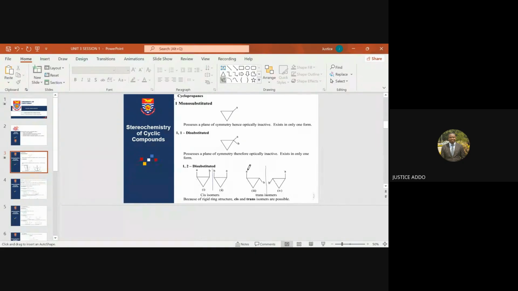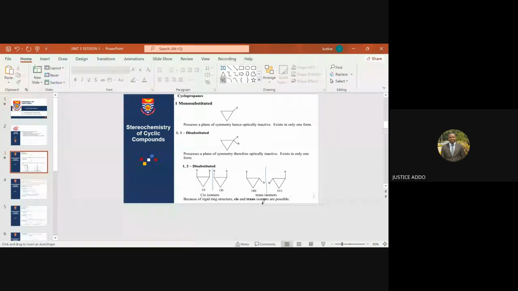So it means that though III is a mirror image of IV, they are not superimposable. So they are two distinct compounds. So that one too exists in two forms. So in actual sense, if A is not equal to B, then the 1,2-disubstituted compound you can see here, which will have the cis isomer existing in two forms, and then the trans isomer also existing in two forms, together will exist in what? 4 different forms. 2 from the cis and then 2 from the trans.